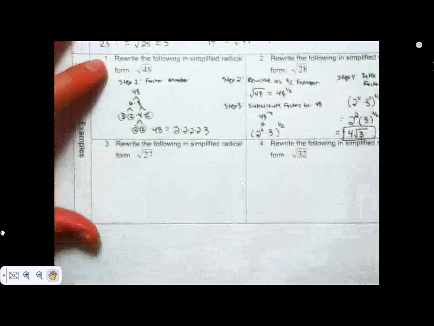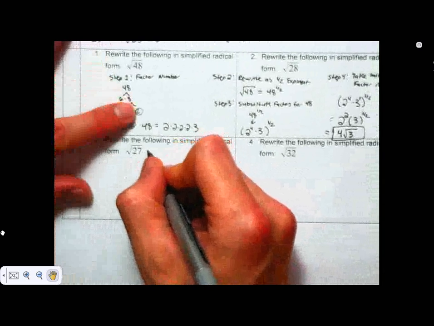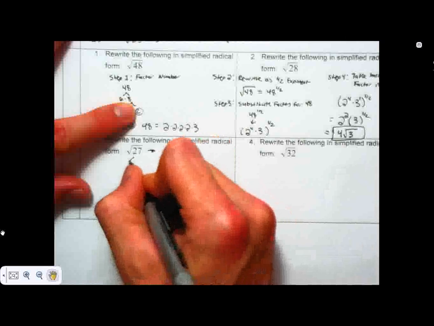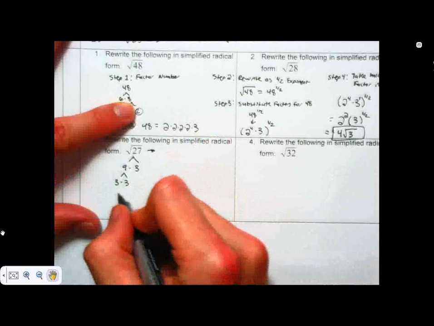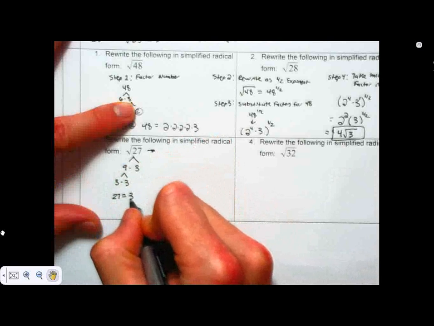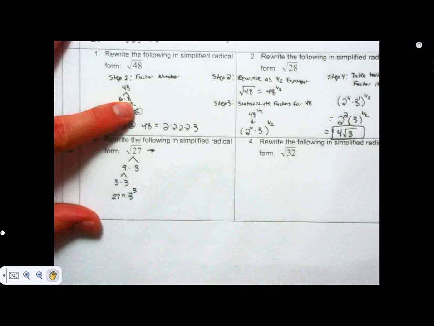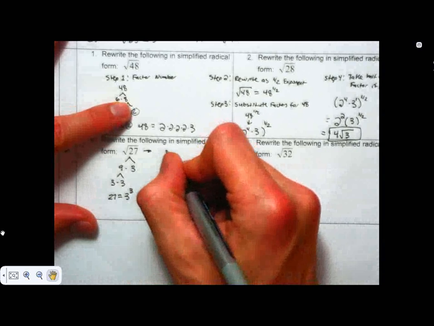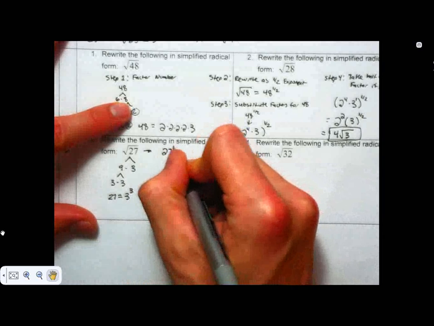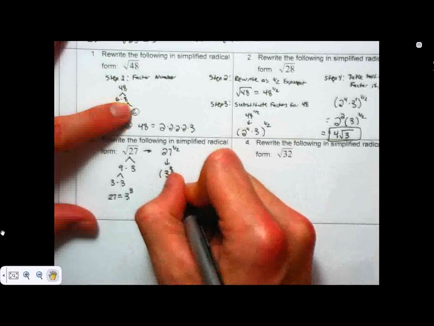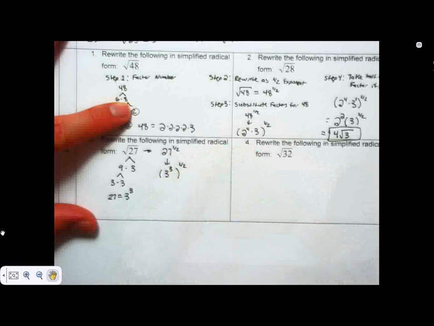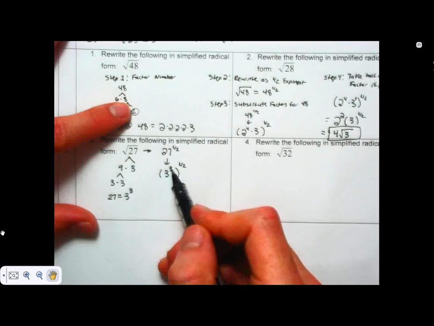Okay, let's try number 3. So the first step is to break down 27. So if we break down 27, 27 is 9 times 3, and 9 is 3 times 3. So that means 27 is equal to 3 to the 3rd power. And so now what I'm going to do is, instead of writing it as the square root of 27, I'm going to write it as 27 to the 1/2 power. And so that means that I've got 3 to the 3rd to the 1/2 power. Well, I've got a problem again because I can't take half of 3. It's not a whole number answer.